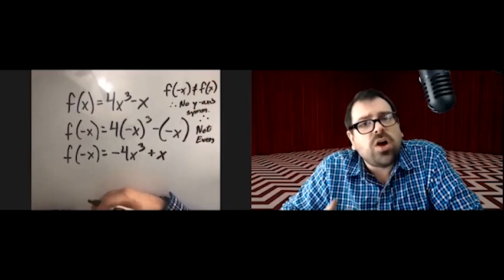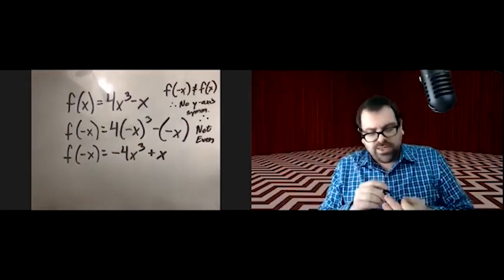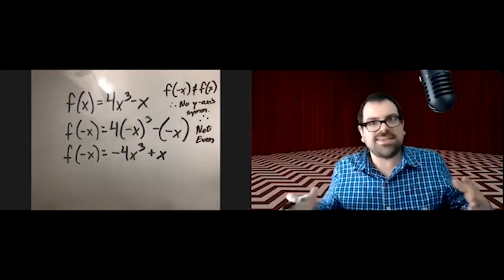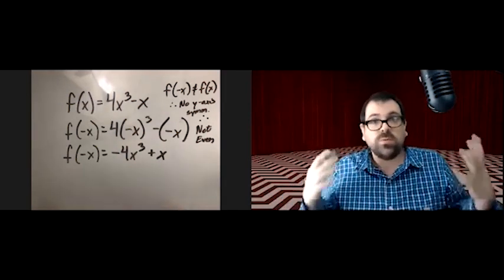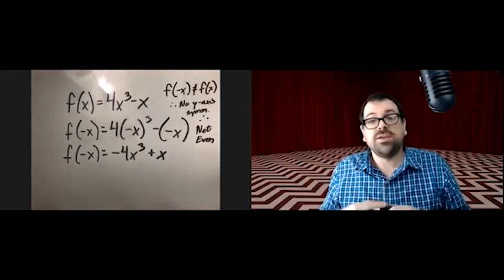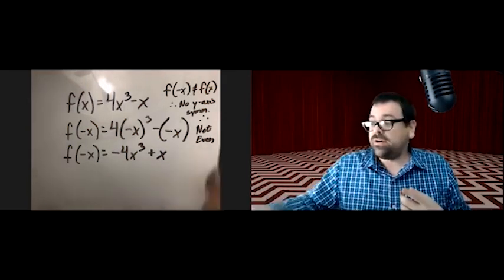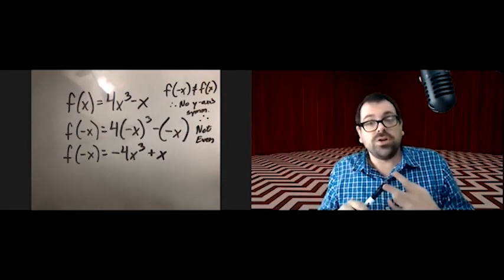So next we would check for odd. Unlike our symmetry tests, we don't have to test for x-axis symmetry because x-axis symmetry doesn't tell us anything. This question wasn't, hey, what type of symmetry do we have? It's, is it even or odd? The only types of symmetry that matter are y-axis and origin.